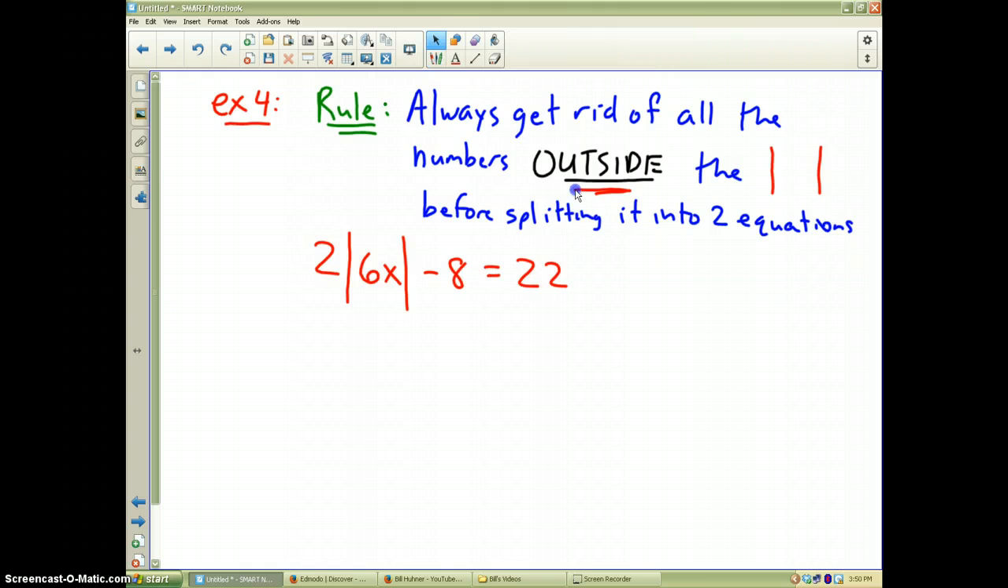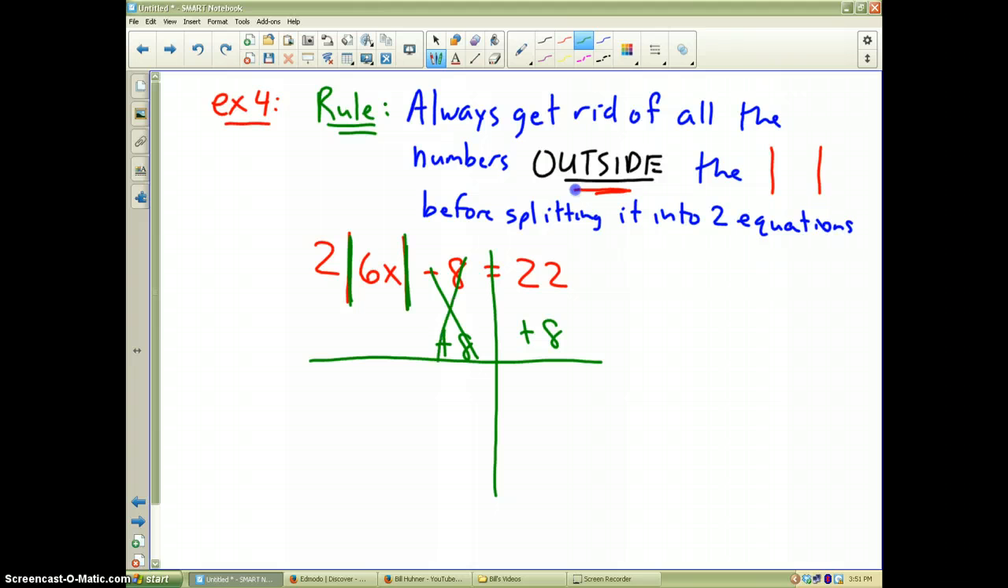Here you notice we have an absolute value sign, and there's a bunch of stuff that I'm underlining in green on the outside. The first thing you should do before you solve an absolute value problem is take a look, and then get rid of any stuff that is on the outside of the absolute value. It's kind of like parentheses. So I'm going to do my balance scale line, and again, we do PEMDAS backwards, so I'm going to get rid of the minus 8 first. So I'm going to add 8 to both sides so that those cancel out.